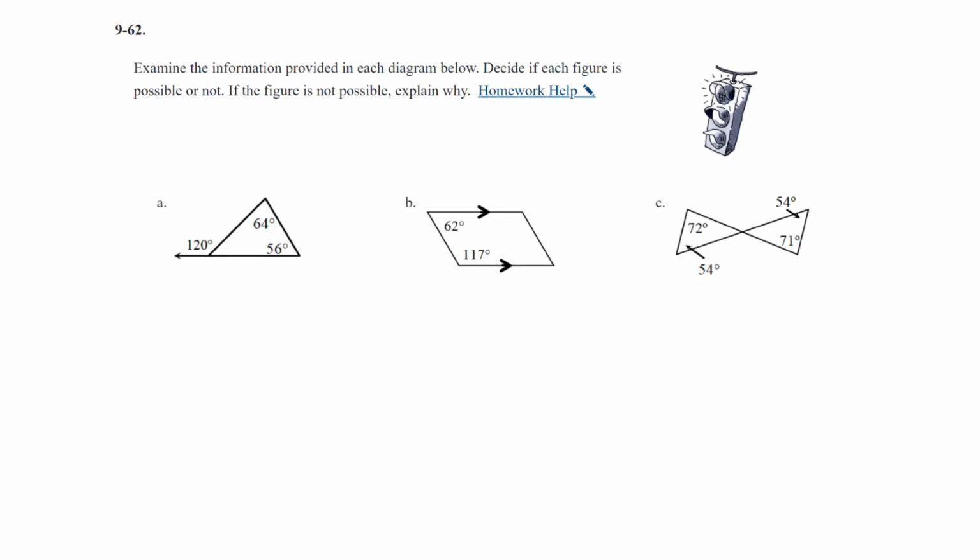Question 62. Examine the information provided in each diagram below. Decide if each figure is possible or not. If the figure is not possible, explain why. So right now, let's figure out this angle right here and see if it matches up with the sum, and it should be supplementary to this, and then all three angles should also add up to 180. So we're going to take 180 degrees minus 120 degrees, and that will be 60 degrees. So right here, if this is 60 degrees, is 60 plus 64 plus 56 equal to 180 degrees? And it does, so this one is possible.